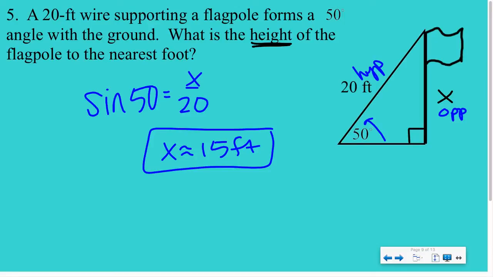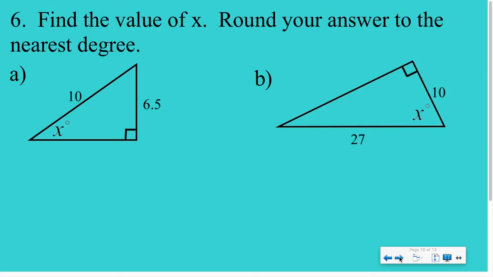Do number 6. Find the value of x in each of those. Round your answer to the nearest degree. So is x representing an angle or a side? Angle. An angle. So are you going to use your regular button or your inverse button? Inverse.